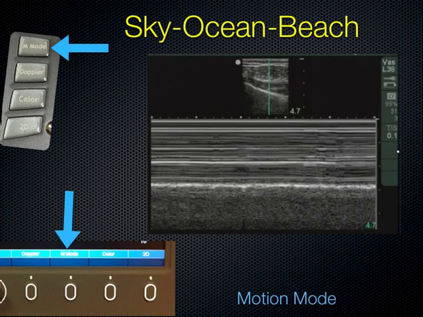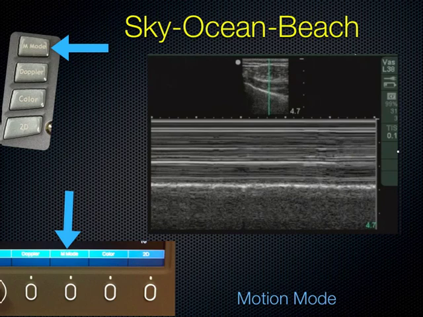The pleural line is bright white, and that's kind of like where the ocean meets the land. And if the lung is sliding underneath that pleural line, you get a grainy effect due to the motion. You can't see the lung itself, but you can see the motion artifact. So basically that graininess is the beach, and that means the lung is moving, and it's in the picture. So that Sky Ocean Beach is normal.